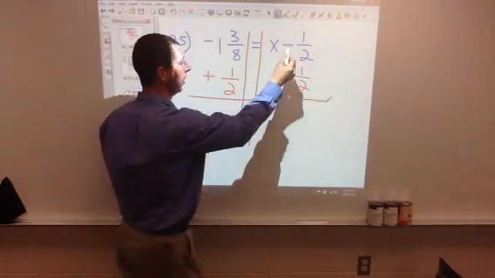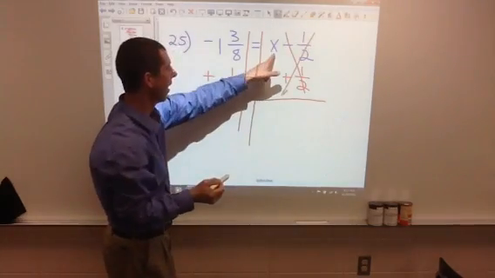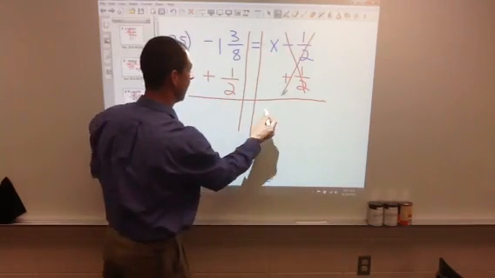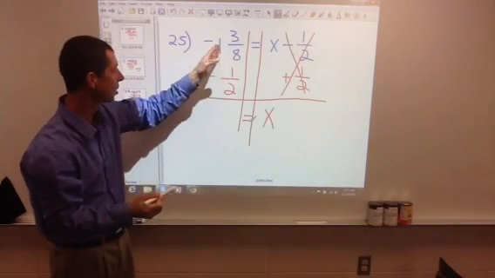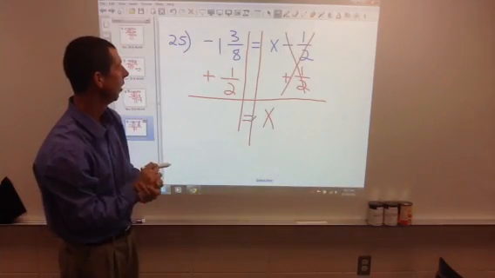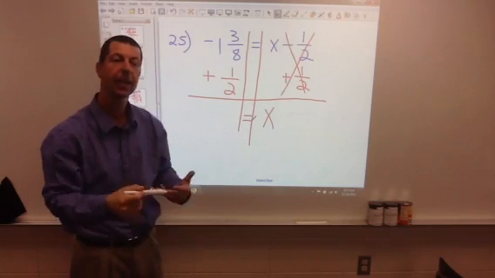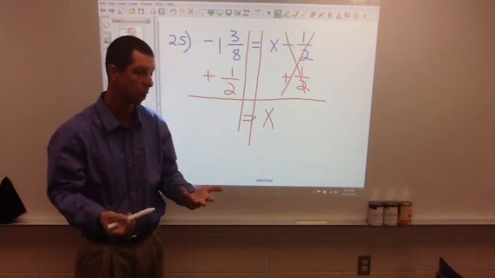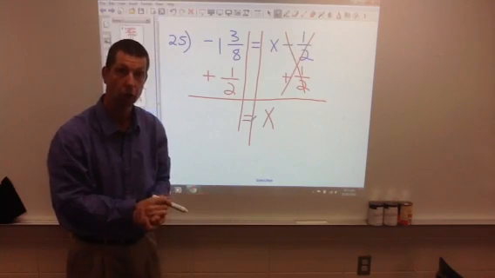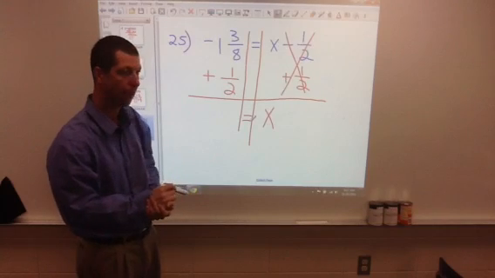Okay, now these cancel because they're opposites. So I have my variable all by itself, x, I bring it down, equals, and now I have to get this correct. I have negative 1 3/8 plus 1/2. We have a negative plus a positive. Now we have to think back to when we solved integers earlier in the school year. Okay, what is the rule when you have a negative plus a positive?